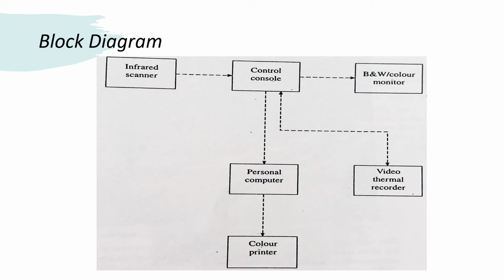So students, this is the block diagram of the infrared or thermography sensor, where this is the infrared scanner, this is a control console, and it gives a black and white or color monitor. The control console controls the personal computer and the color printer, and this control console is connected with this video thermal recorder. So this is the block diagram.